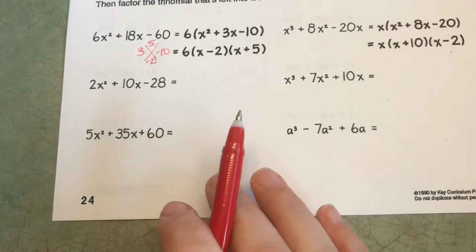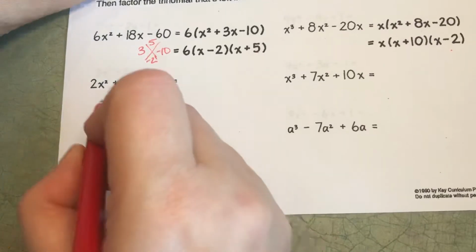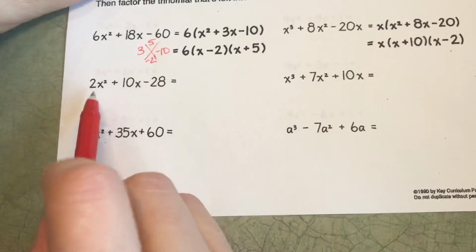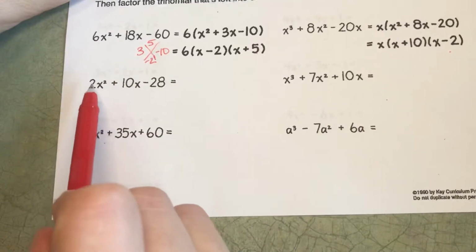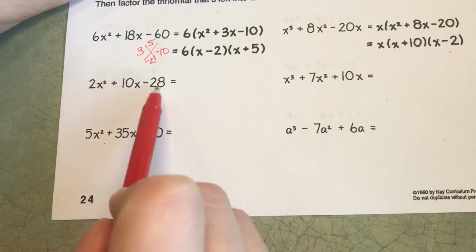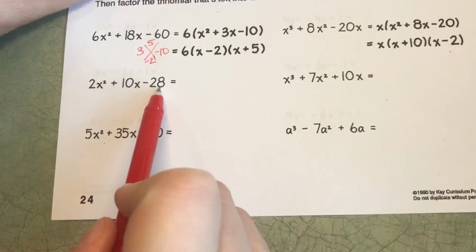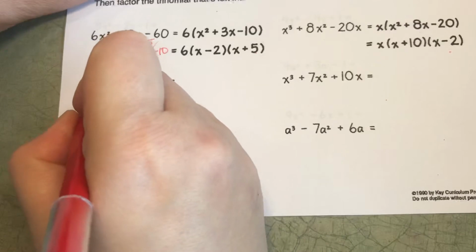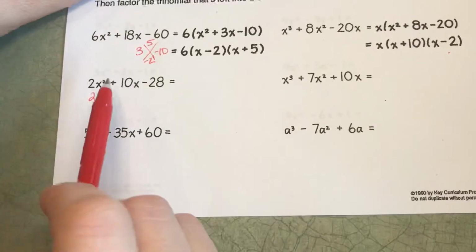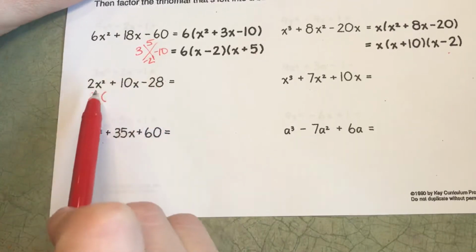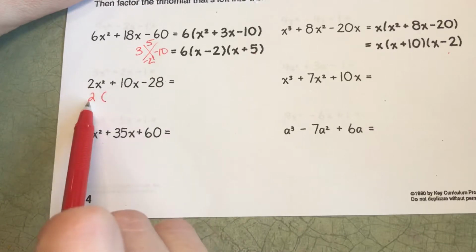So let's do one more. Here, the greatest common factor of 2 and 10 and negative 28 is 2. So I can factor out a 2. And then I go through each of these terms. I am dividing out a 2.